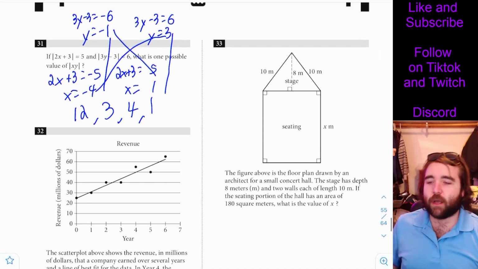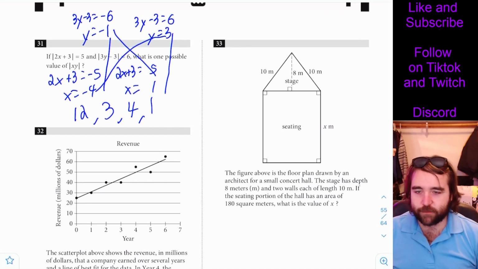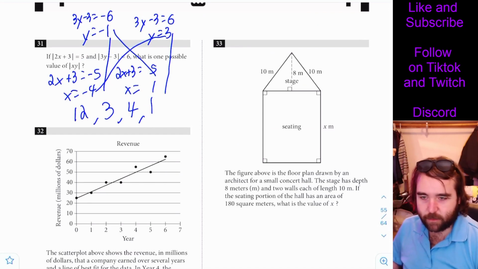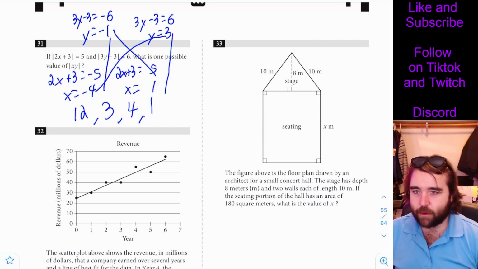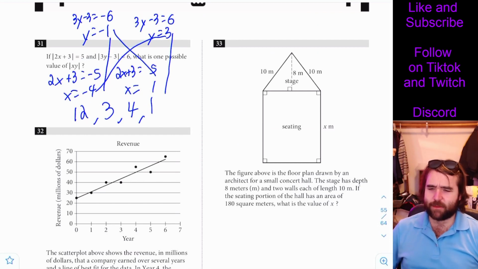All right, fun little geometry problem. The figure above is a floor plan drawn by an architect for a small concert hall. The stage has a depth. What's the stage? A triangle? It's a weird shaped stage. The stage has a depth of 8 meters and 2 walls each of 10 meters.